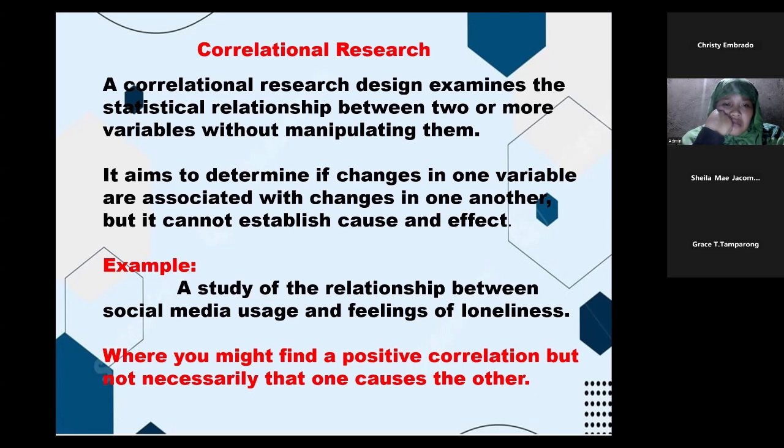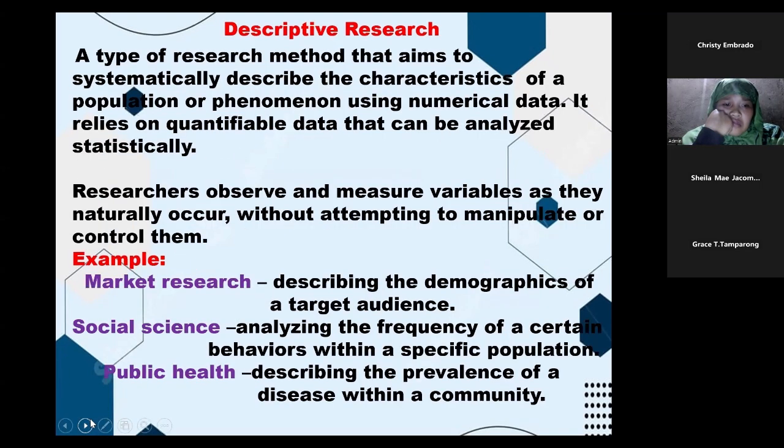Descriptive research relies on quantifiable data that can be analyzed statistically. Researchers observe and measure variables as they naturally occur without attempting to manipulate or control them. Example: a type of research method that aims at describing the demographics of a target audience.